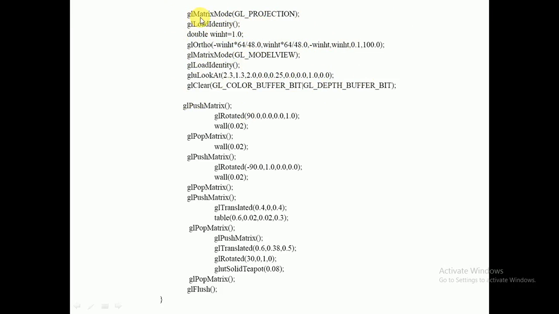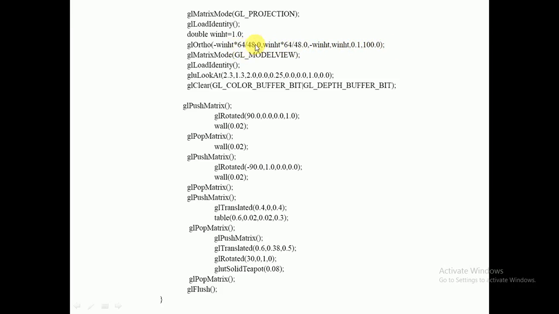Then GL_MODELVIEW, load identity, it will clear the matrix. Then double window height 1.0. Window height 1.0 means the window height range is only 1, meaning -1 to +1. In that range only we are drawing the window, right? Then glOrtho, then the aspect ratio, window height into aspect ratio. This gives left, right, bottom, top, Z near, Z far, right?